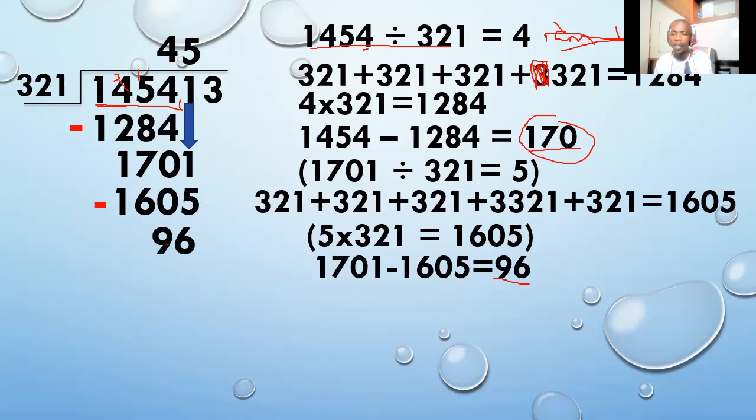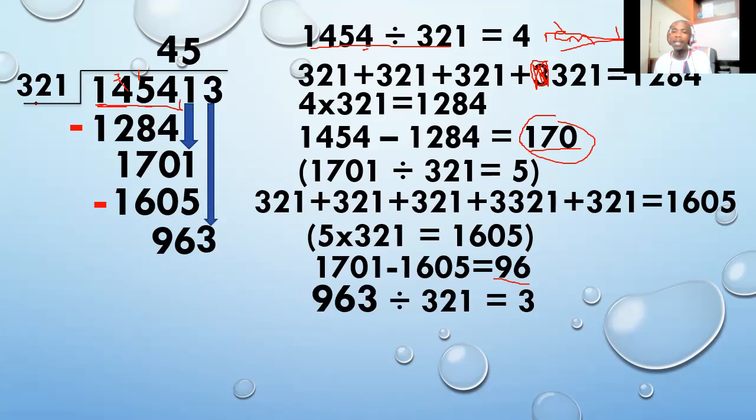Good. Now here we should now divide again. 96 must be divided by 321. But it cannot, because 96 is smaller than 321. So we help 96 by bringing down 3. Now it looks like, and it is now 963. Then let's divide 963 by 321 here. We get the answer 3. Perfect 3, no remainder. Right? So we write 3 here at the top where we are writing answers.